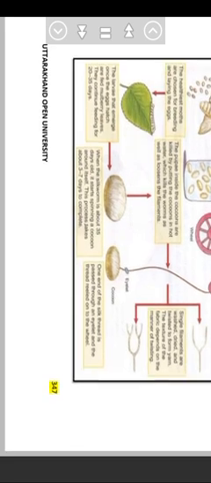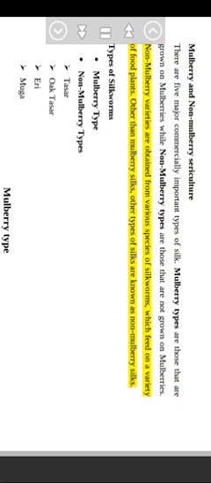Mulberry and non-mulberry sericulture. There are 5 major commercially important types of silk. Mulberry types are those that are grown on mulberries, while non-mulberry types are those that are not grown on mulberries. Non-mulberry varieties are obtained from various species of silkworms, which feed on a variety of food plants. Other than mulberry silks, other types of silks are known as non-mulberry silks.